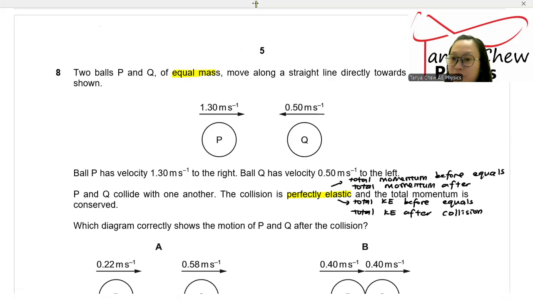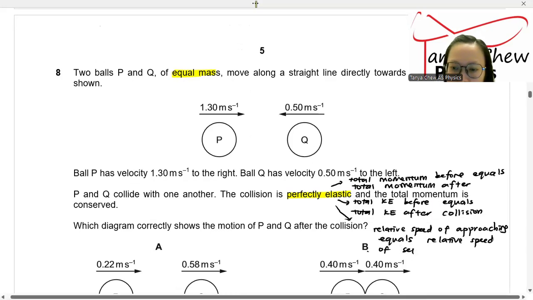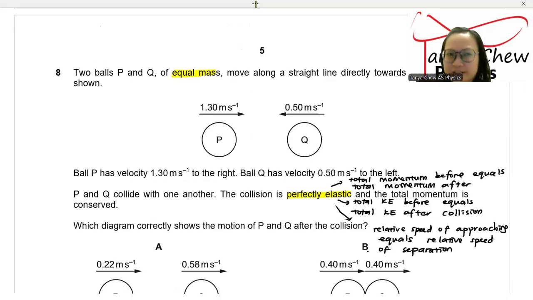And due to the combination of the conservation of momentum and the conservation of kinetic energy, we get another expression for a perfectly elastic collision, which is relative speed of approaching equals relative speed of separation. But I'm not going to derive that because this is paper one, not paper two. In paper one, you have limited time. So I'm going to teach you a shortcut.